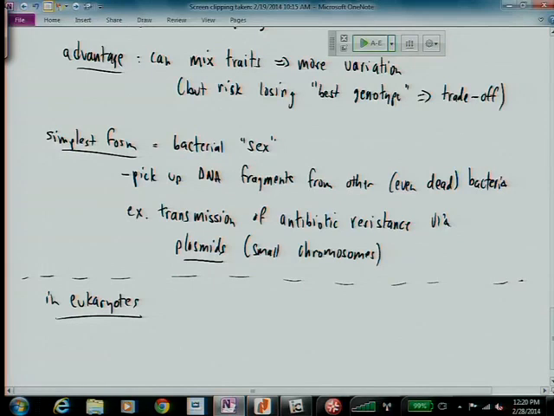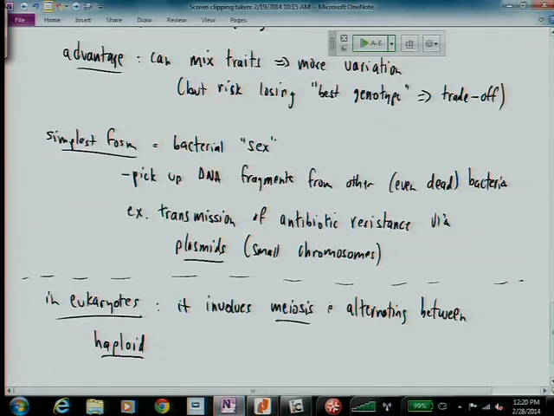Plants, animals, and fungi. It involves meiosis and alternating between haploid and diploid. You can use these terms a lot. Haploid is called sometimes N or 1N, one copy of each gene. So that would be big A or little a.